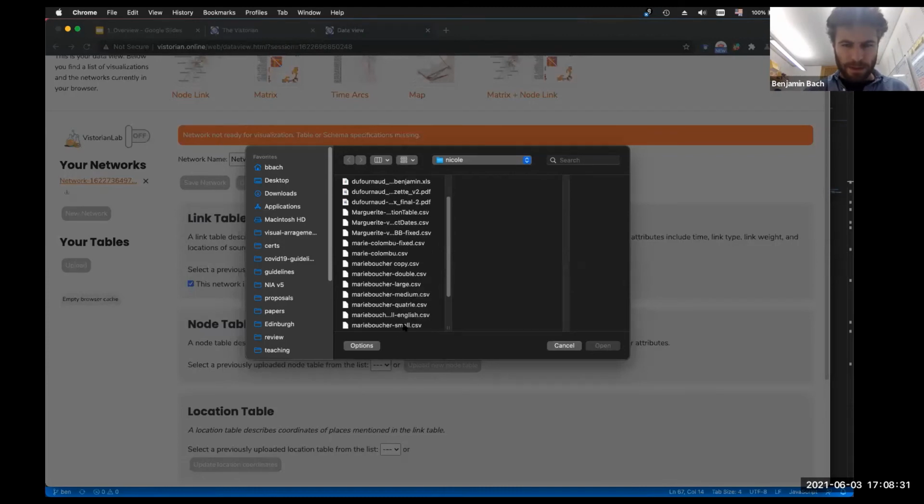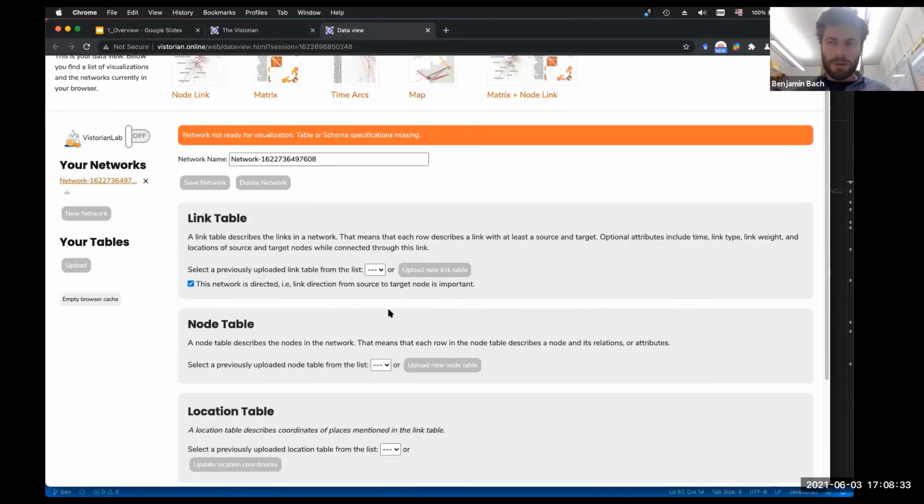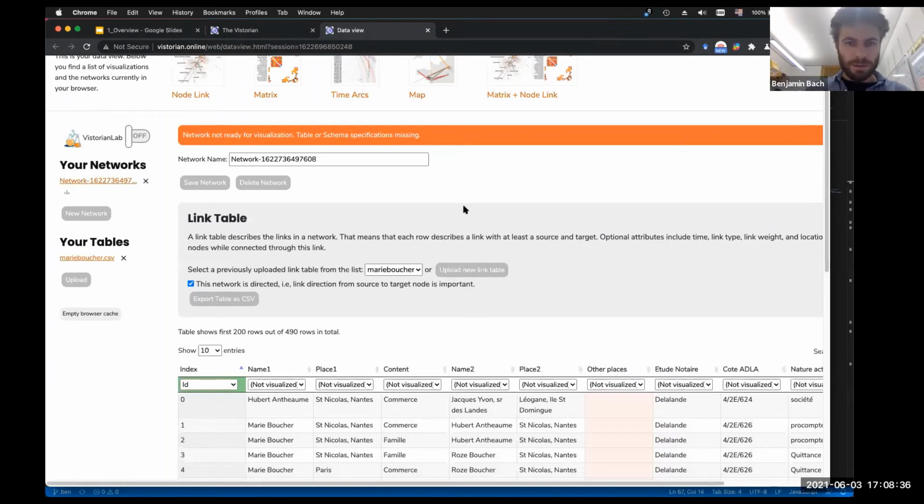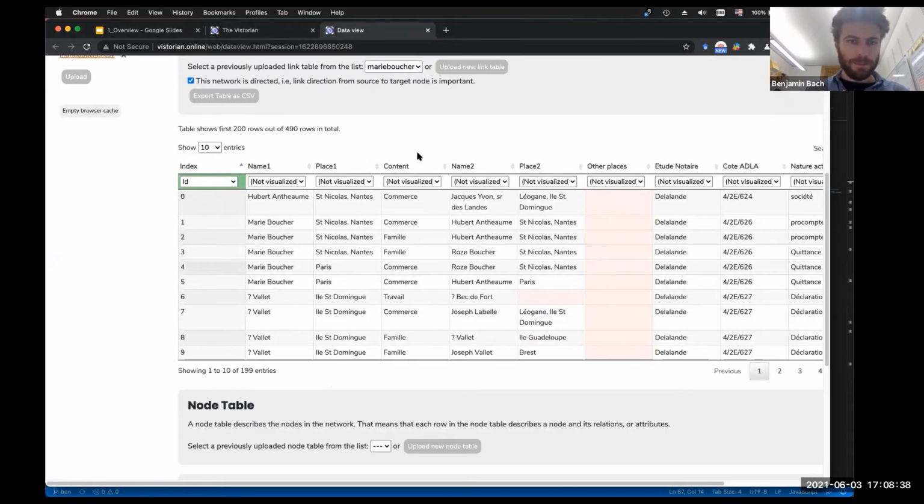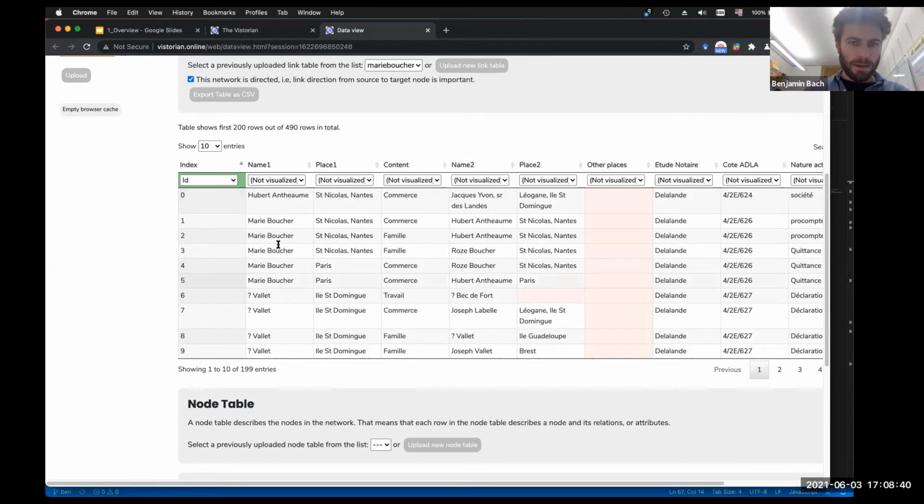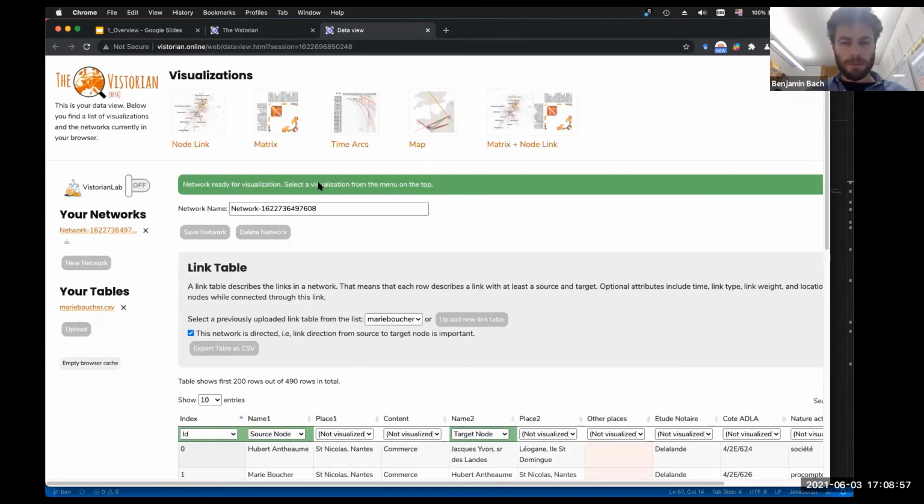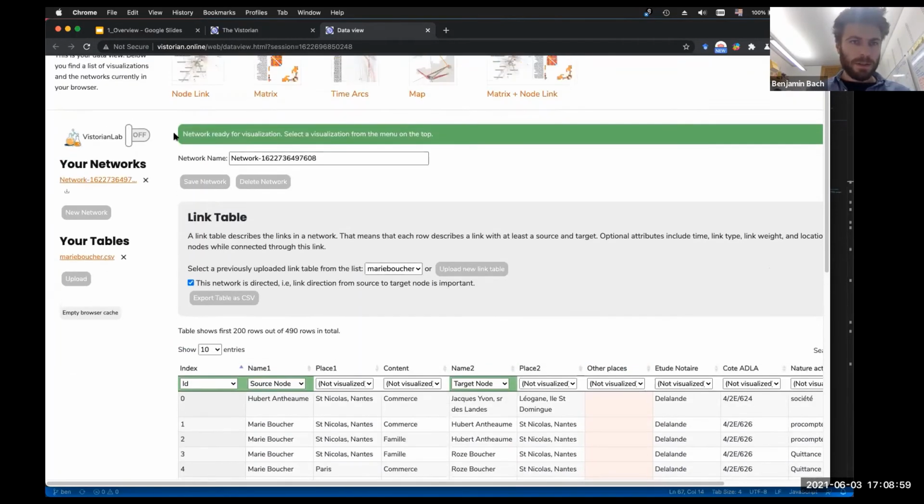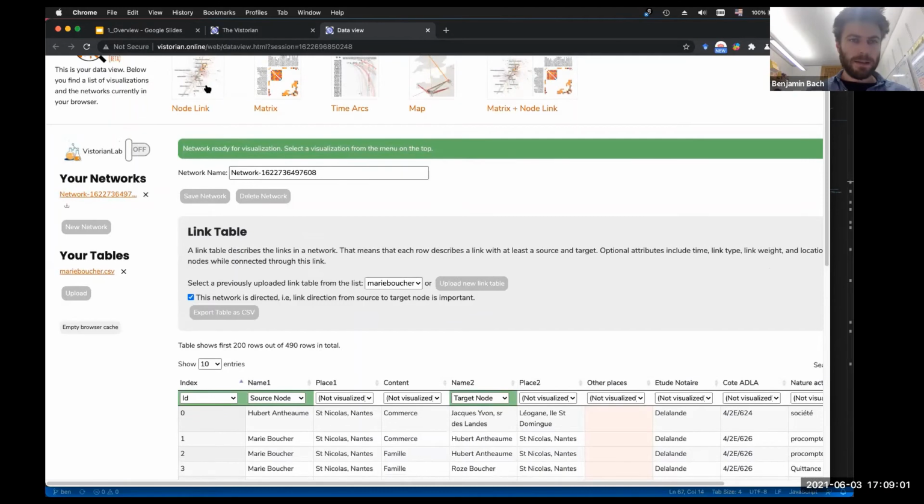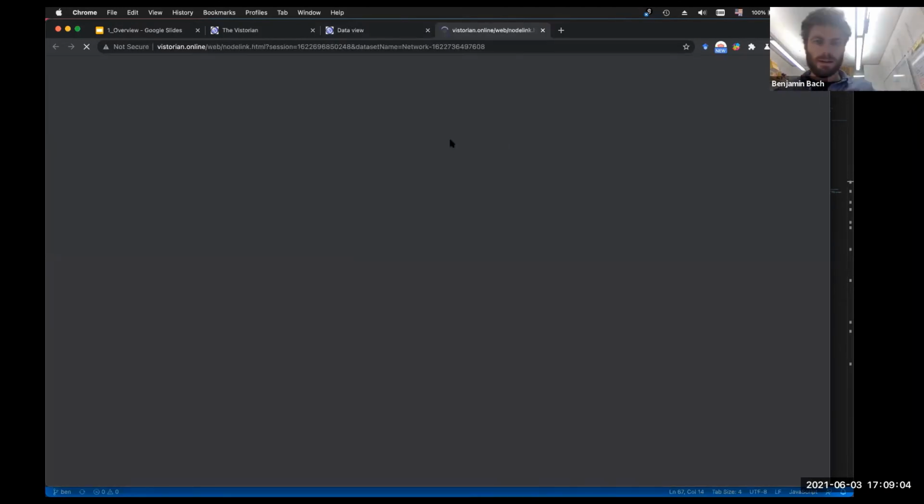I'm now uploading my table, which is this social network that I've just shown you again. So I see this table here, and now I see here are my people, Hubert, Tom, and Jacques, Yvon and so on. And I say these are nodes, source node. This is a target node. So I'm sending letters from here to there really. And then you see this one turns green. It's great. And now I can actually visualize this.